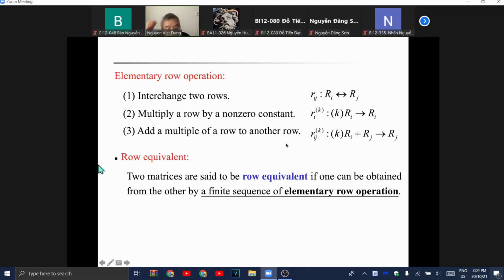And row equivalent means, in solving a system of linear equations, we have the notion of equivalent systems of linear equations, meaning two systems have the same solution, and this system can be obtained from the other by applying some operation. And here again, two matrices are said to be row equivalent if one matrix can be obtained from the other matrix by applying a finite number of elementary row operations described above. So that is a notion.